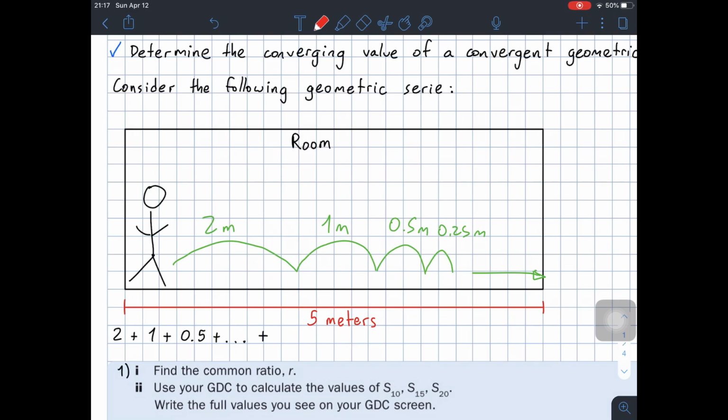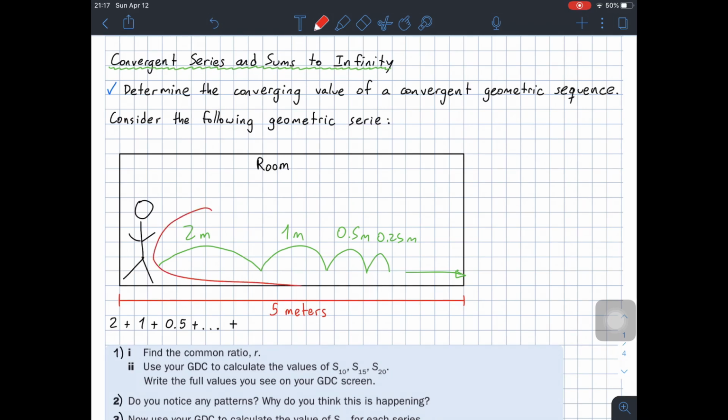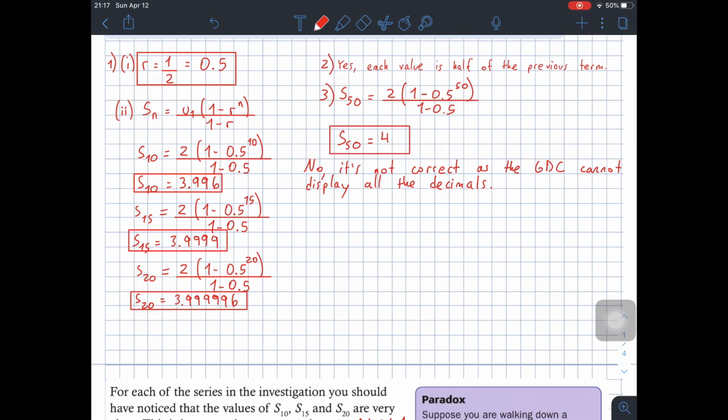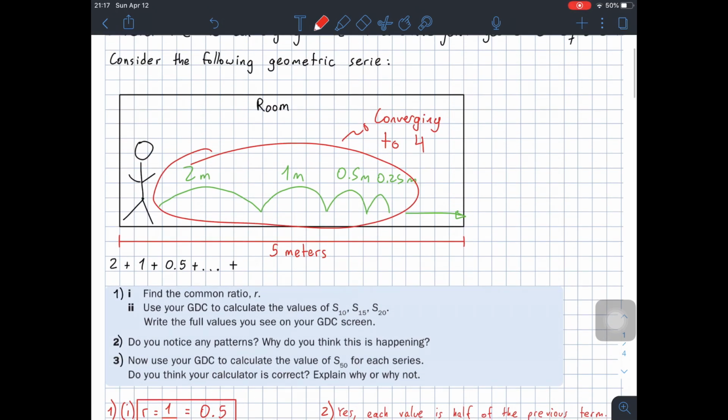The answer is no. Why? Because this series is converging to 4, as we saw here in the investigation, right? That means that it doesn't matter if this person makes infinite steps, the maximum distance that this person would travel would be 4 meters. Okay? So the answer is no. This person will never reach the other wall. And this is what we call a paradox. Okay? The hallway paradox, we may call this.